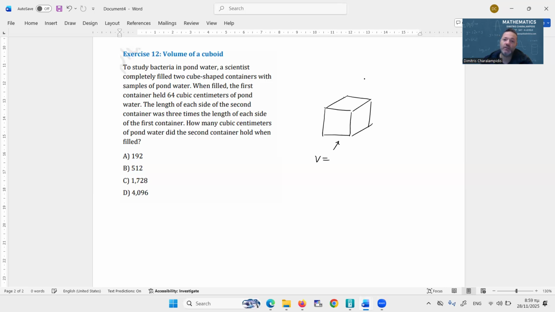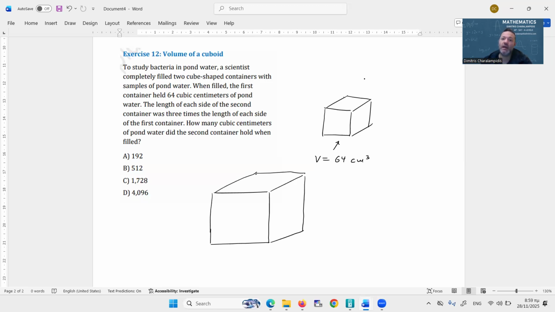So its volume would have been 64 cubic centimeters. The length of each side of the second container was 3 times. So the second one would have been even greater. So let this be the second one. And we know that each side of this one is 3 times as big as the sides of the first one. How can I find the sides of the first one?